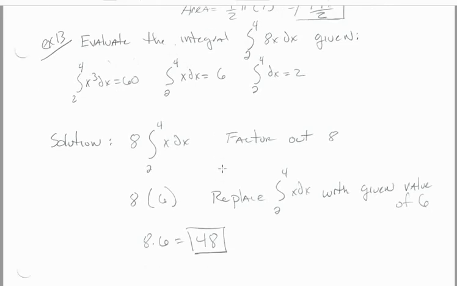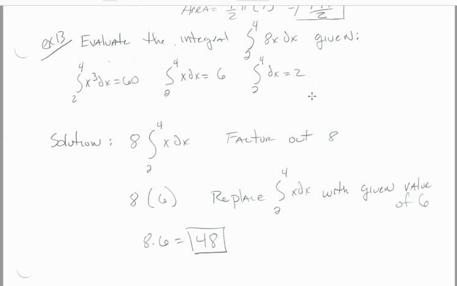Okay, so just a word of advice when you're doing these. Alright, let's take a look at one of these type of problems. You have 2 or 3 problems on your homework that involve this. We're going to evaluate this integral here from 2 to 4 of 8x dx. You're given 3 values. You're given a specific answer for the integral from 2 to 4 of x cubed dx, that equals 60. The integral from 2 to 4 of x dx equals 6. And the integral from 2 to 4 of dx equals 2.